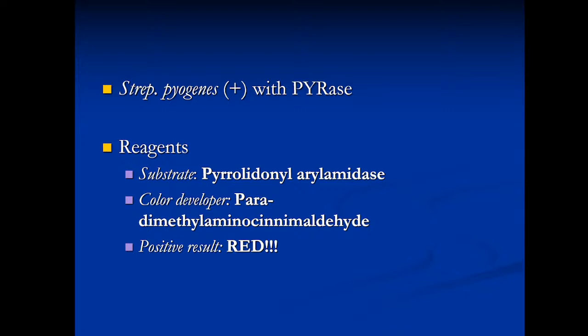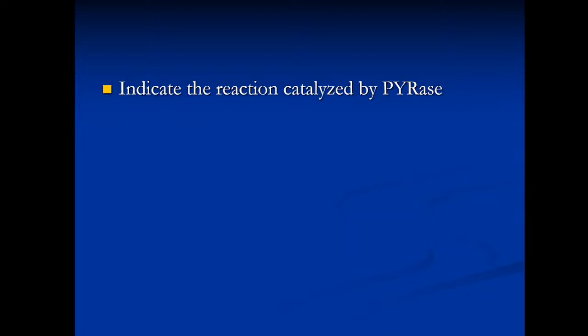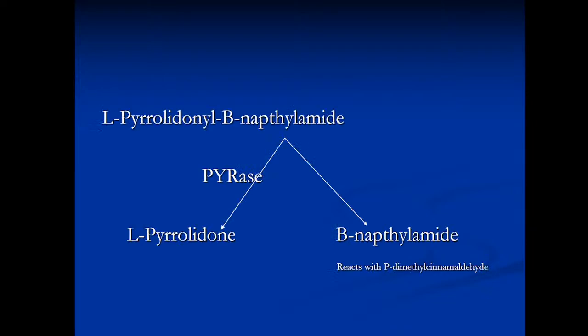All right? Now, let's talk about the catalytic reaction of PYRase. So basically, you will have L-pyrrolidonyl, okay? And because you have PYRase, which is pyrrolidonyl arylamidase, it will break it up to two forms. It will break it up to L-pyrrolidone and beta-naphthylamide. Sorry, I didn't move the slide.